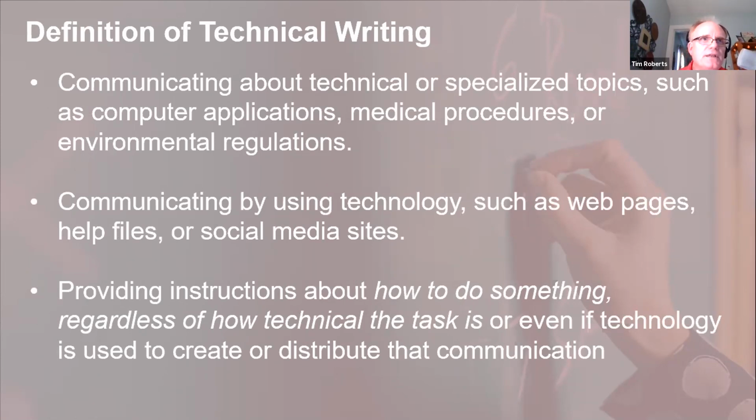And this third one, though, is the one that I want us to focus on, and that is providing instructions about how to do something, regardless of how technical the task is, or even if technology is used to create or distribute that communication. We could tell our students that we want them to build us a flying saucer, and as long as the instructions are clear enough, they could do that for us. They can succeed and they can give us good results. But if we make things overtly or unnecessarily complicated, then that gets in the way of their own understanding of the assignment and their own success. So, how to do something regardless of how technical the task is.